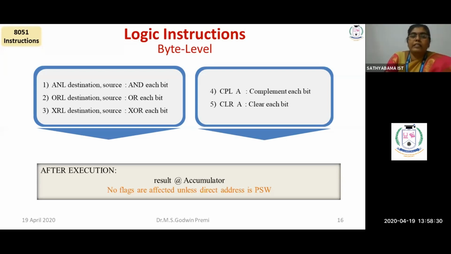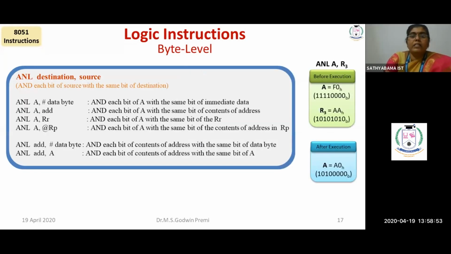What can be the destination? That we have to see. Then XRL destination comma source. Here the first one is logical AND, second one is logical OR, the third one is logical XOR. Then the fourth one is complement, and the fifth one is clear. All these 5 mnemonics use the destination as the accumulator. Just we can see the first one, ANL destination comma source, each bit of source with the same bit of destination.